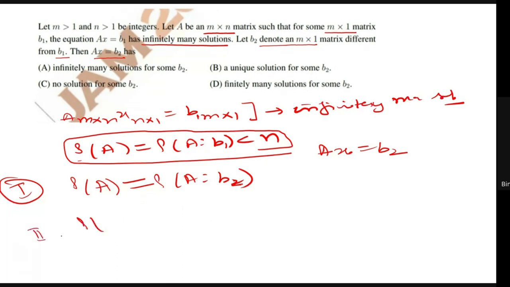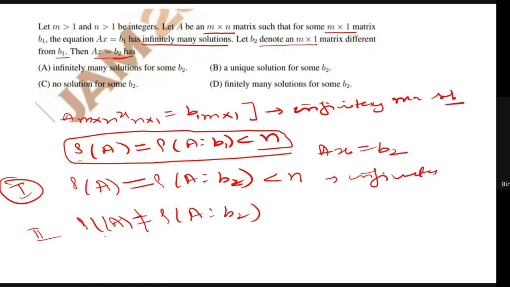And the second possible condition is rank of A not equal to rank of A augmented B2, because B2 is a new vector here. In this condition, it is always less than n. If rank of A equals rank of A augmented B2, then it will give infinitely many solutions. When rank of A is not equal to rank of A augmented B2, it will give no solution.